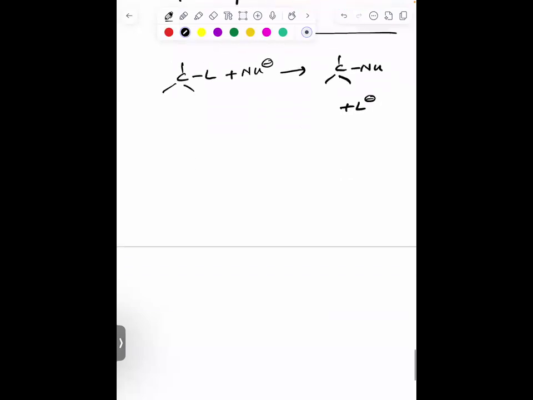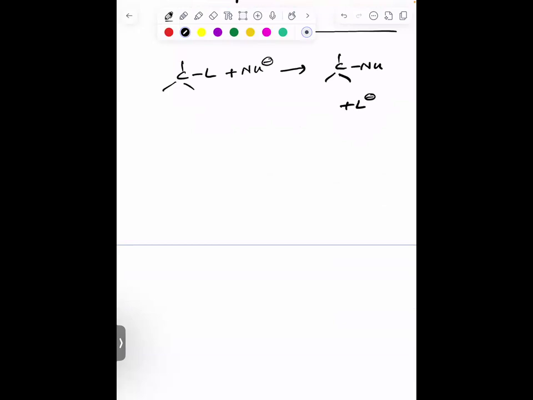Now, types of nucleophilic substitution reaction. First, SN1, SN2, SNi, and NGP. SN1, SN2, SNi, and NGP. Write down.